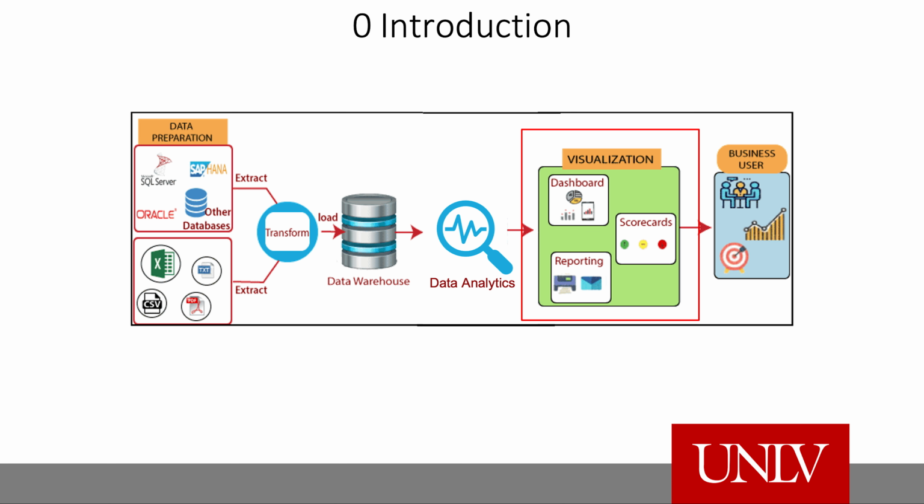This includes creating dashboards, which are interactive displays that provide a quick overview of key performance indicators. Also, we call them KPIs. And scorecards, which are tools that track progress towards specific goals, often using color-coded indicators. And reporting, which is detailed documents or presentations that summarize the findings.